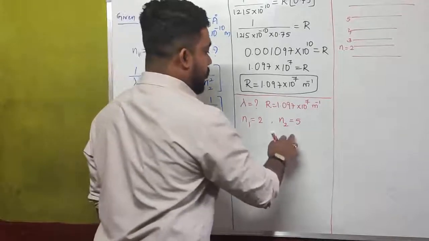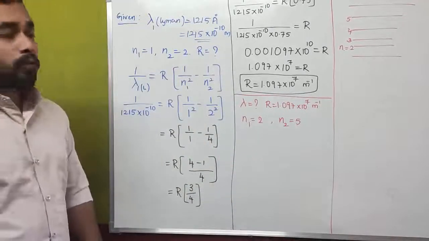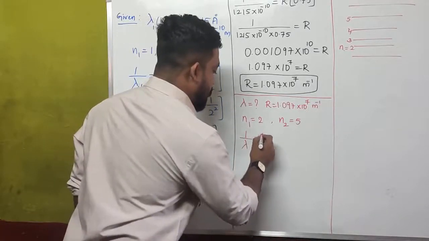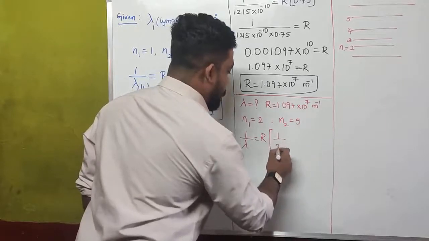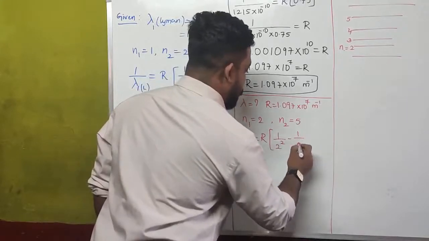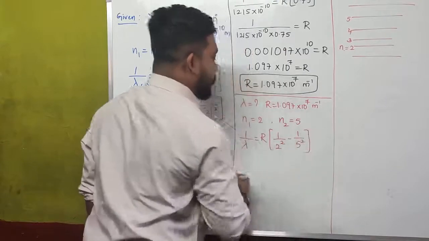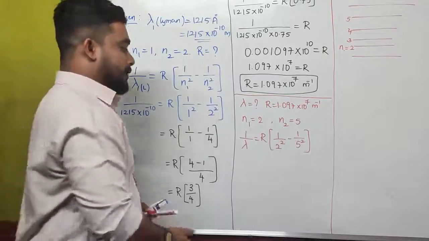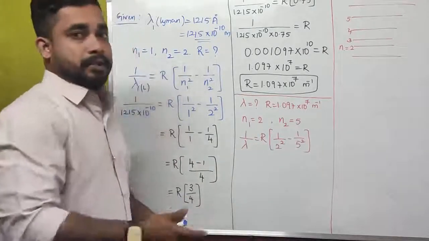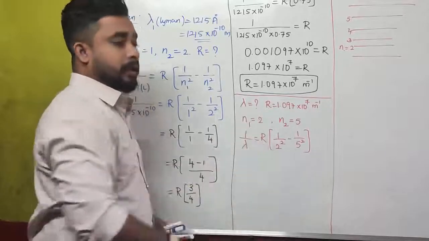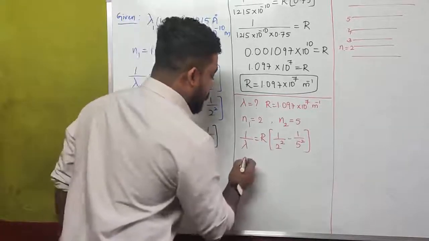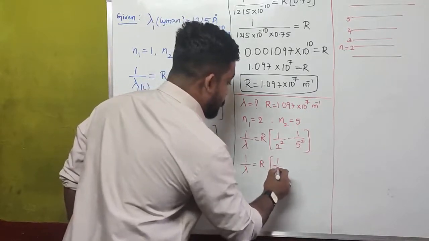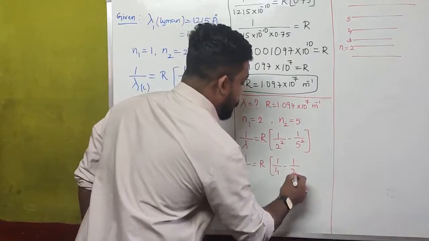If we substitute all these into Balmer's formula, we get 1 divided by lambda is equal to R into 1 divided by 2 square minus 1 divided by 5 square. Here we have directly substituted the values of N1 and N2. We could substitute the value of R now, but it is a waste; I am going to substitute the value of R later. Next, 1 divided by lambda is equal to R into 1 divided by 4 minus 1 divided by 25.